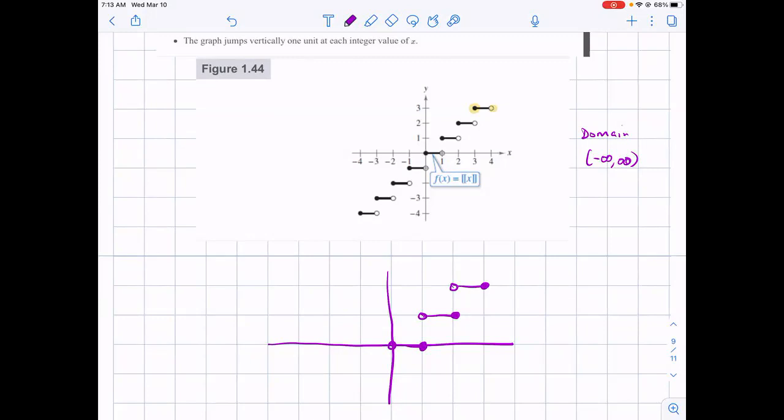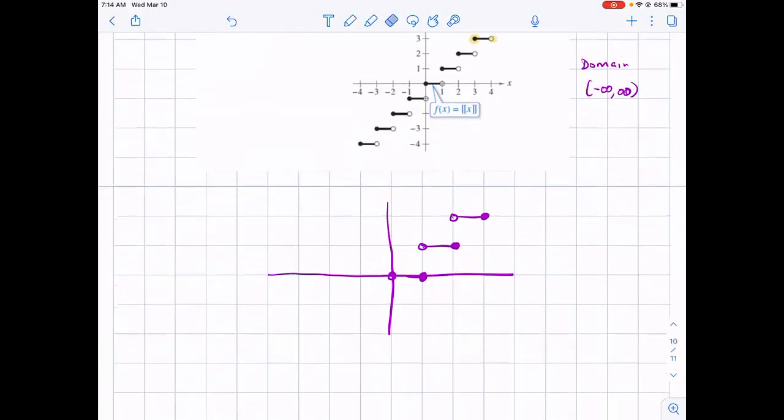So these are just some of the common functions that you will hear about as you talk about algebra. The ceiling and the floor function is very common for computer science majors, especially when you have to write a program.